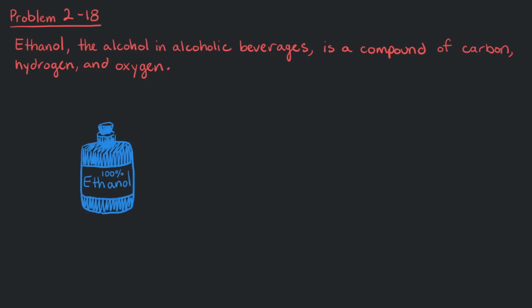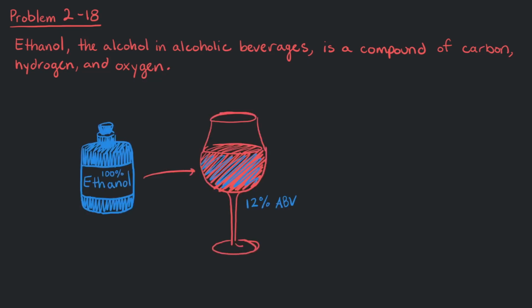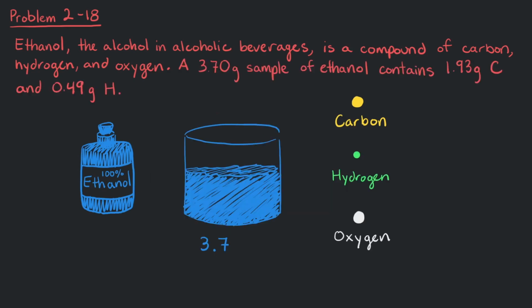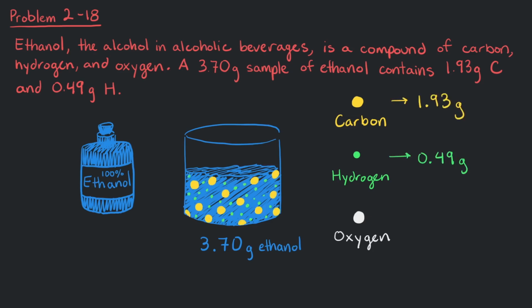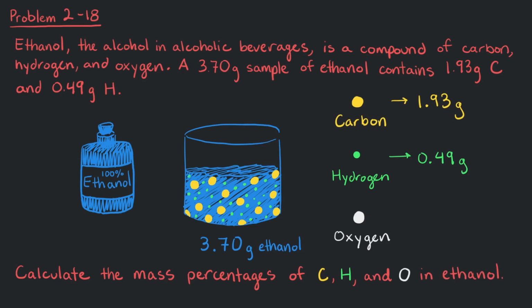Ethanol, the alcohol in alcoholic beverages, is a compound of carbon, hydrogen, and oxygen. A 3.70 gram sample of ethanol contains 1.93 grams of carbon and 0.49 grams of hydrogen. Calculate the mass percentages of carbon, hydrogen, and oxygen in ethanol. We'll come back to the problem in a moment.